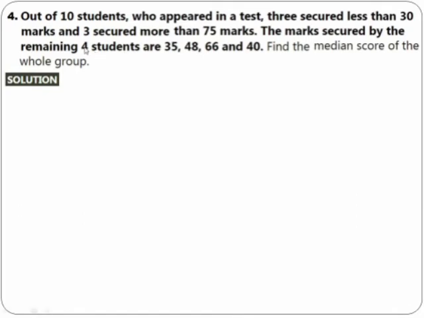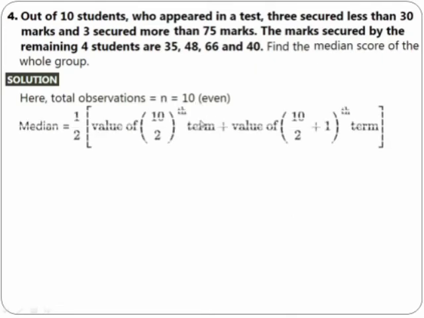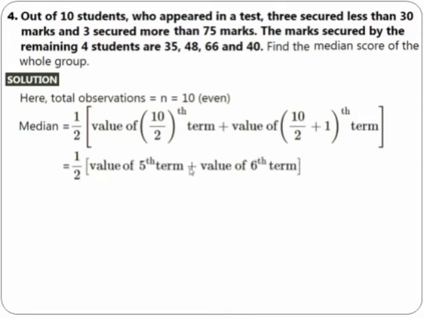Okay, so let's take the last question here. Out of 10 students who appeared in a test, 3 secured less than 30 marks and 3 secured more than 75 marks. Okay, the marks scored by the remaining 4 students are 35, 48, 66 and 40. Okay, find the median score of the whole group. Now here, how many observations are there? Obviously 10 students means here n is 10, which is even, isn't it?